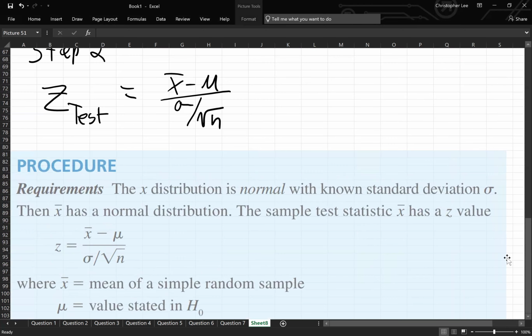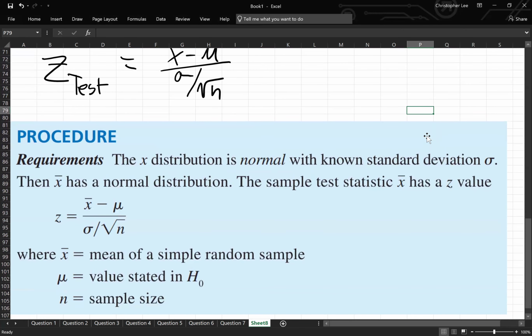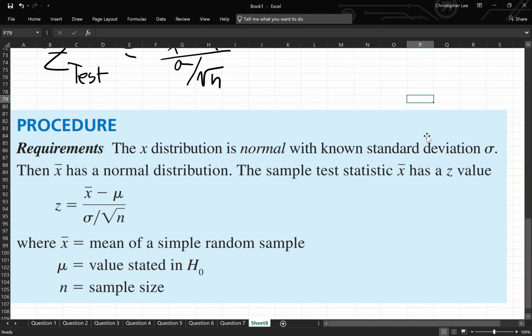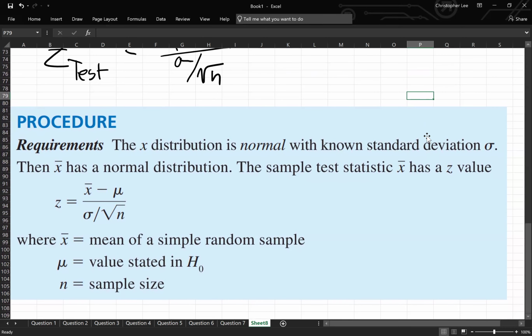So real quick, this is the procedure, right? The requirements: the X distribution is normal with a known standard deviation. Your test will give you a known population standard deviation, sigma. Then X bar has a normal distribution. The sample test statistic X bar has a Z value where Z is equal to X bar minus mu over sigma over the square root of n, where X bar is the mean of a simple random sample, mu is the value stated in the null hypothesis, and n is your sample size, right?